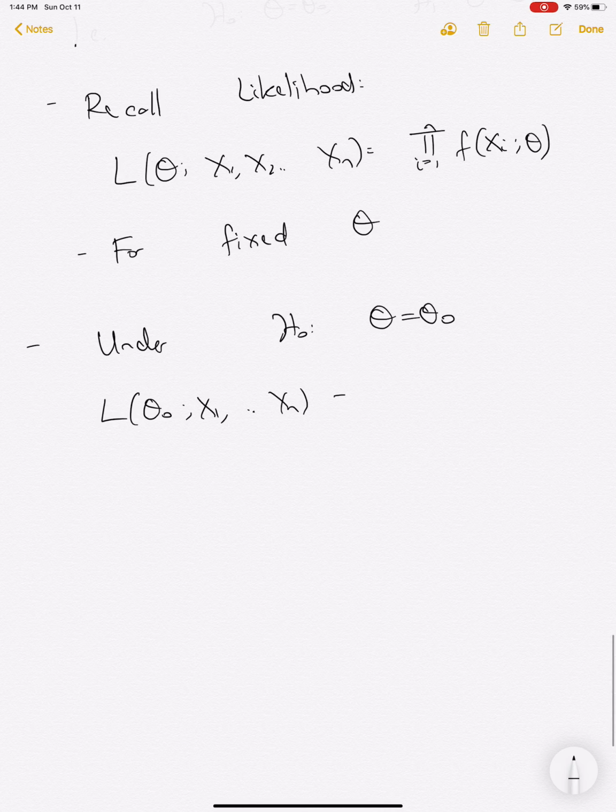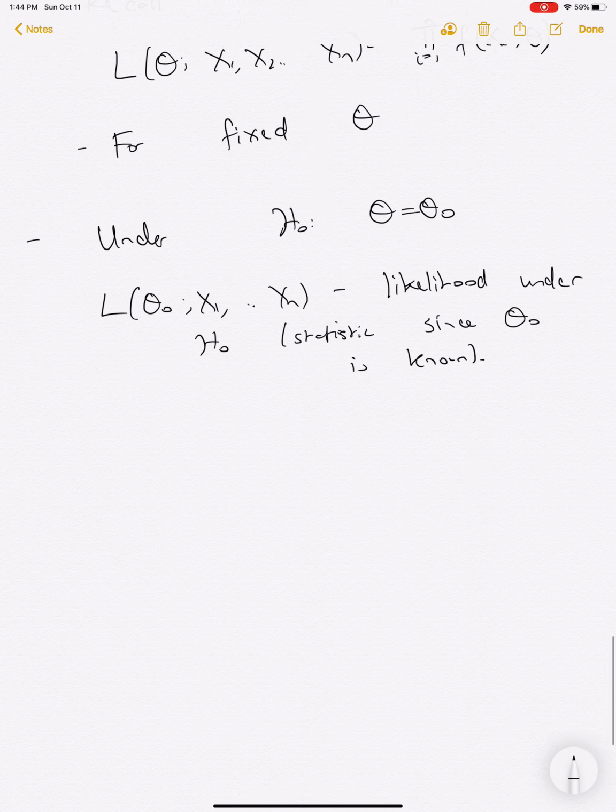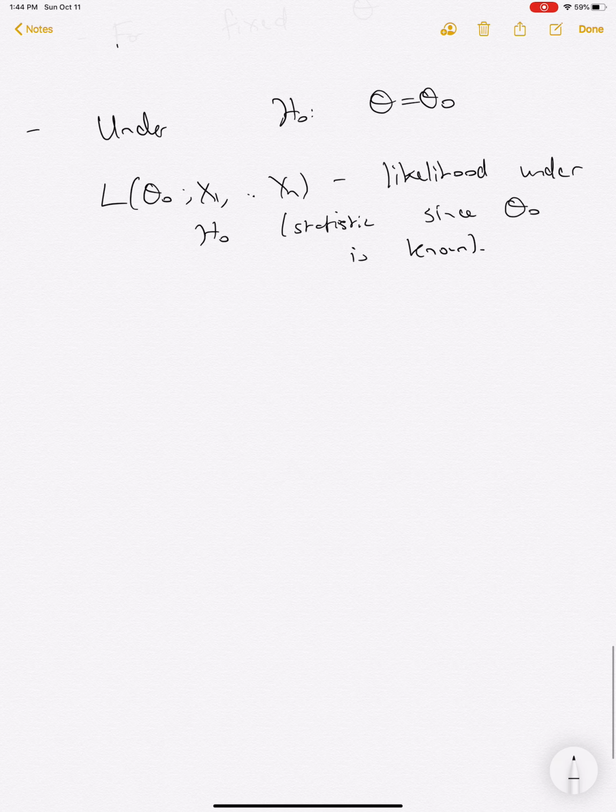This is the likelihood under H0. And this is actually a statistic, because since theta 0 is known, even though you don't know theta, you know theta 0. So because of that, this is a statistic.